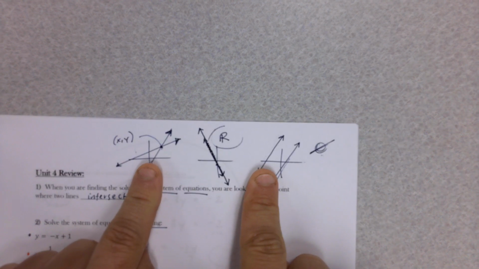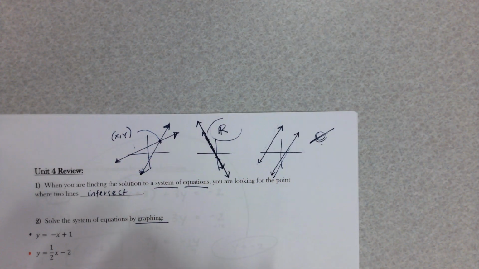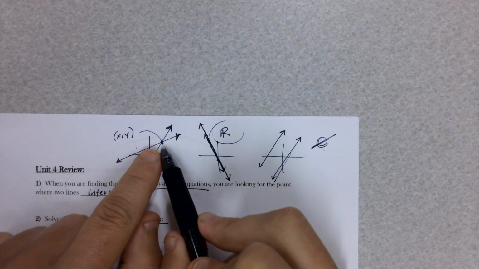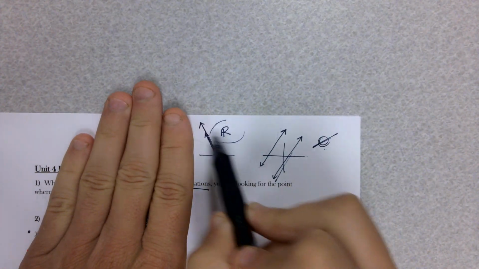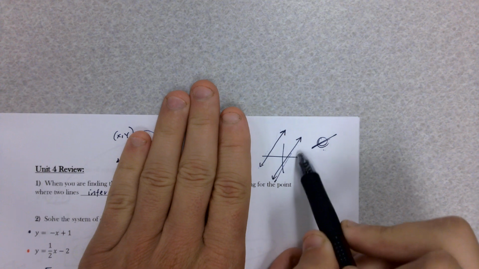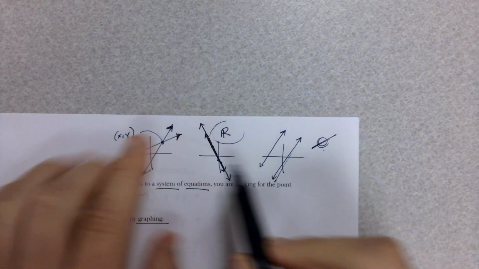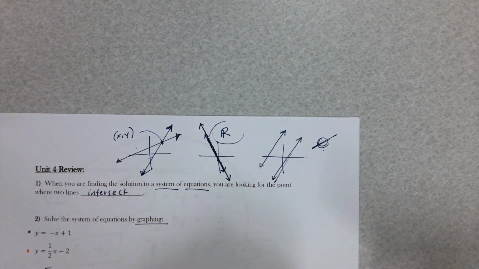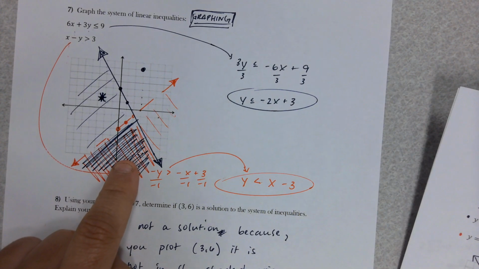Okay, so Unit 4, all about systems. There's 3 different methods, graphing, substitution, and elimination. They can help you find whether you have infinite solutions where the lines overlap, no solutions where the lines never touch, or one solution where they'll cross. And then we also have systems of inequalities, which we focus on the shaded region.